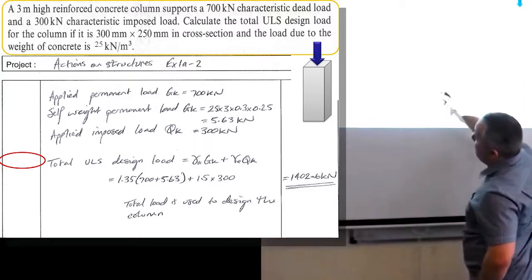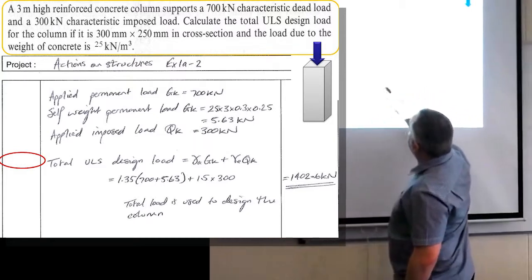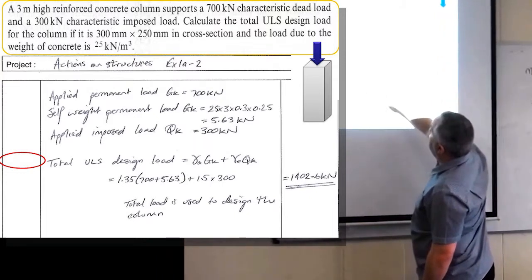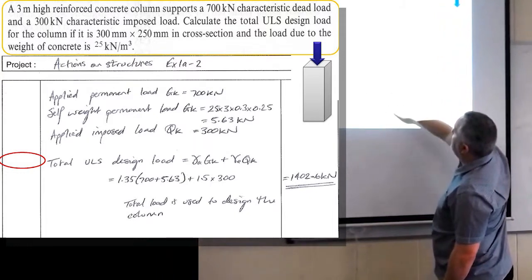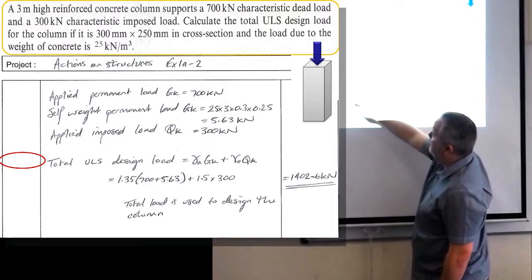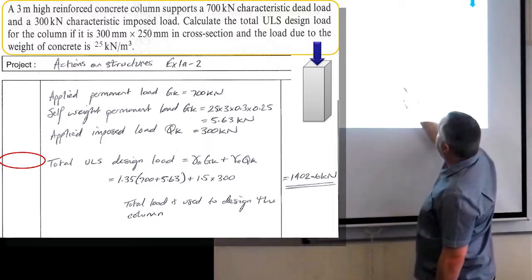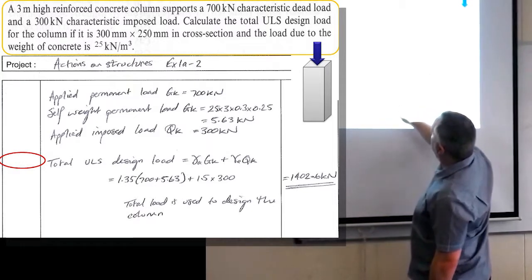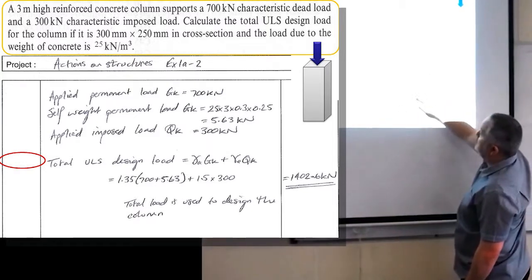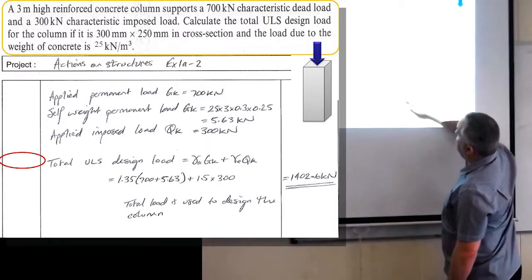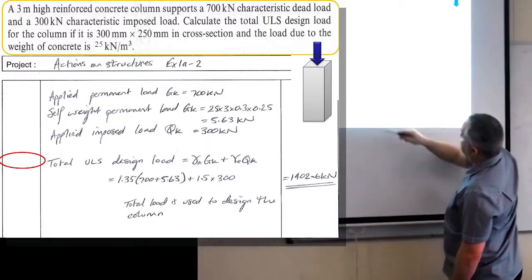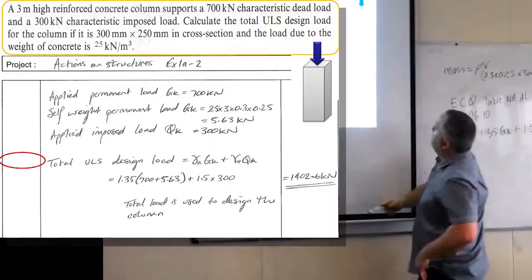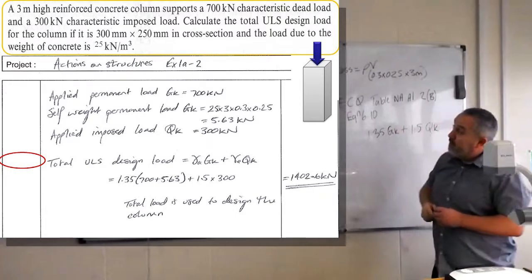So the ultimate limit design load is our gamma G times by our dead load, or 1.35 we found from the table. Our dead load is these two added together, plus our imposed load, which is 300, times by 1.5, that's not 15. This gives us 1402.